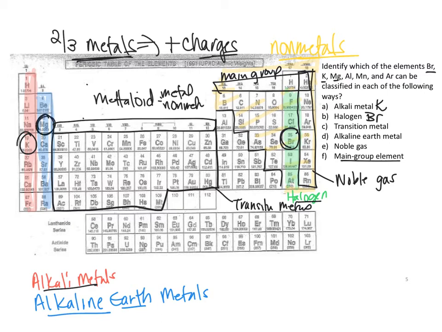Magnesium is here, which would be an alkaline earth metal. Aluminum is here, and that's going to be a main group. So it's going to be classified as a main group element, aluminum. Manganese, Mn, is a transition metal. And then argon is a noble gas.